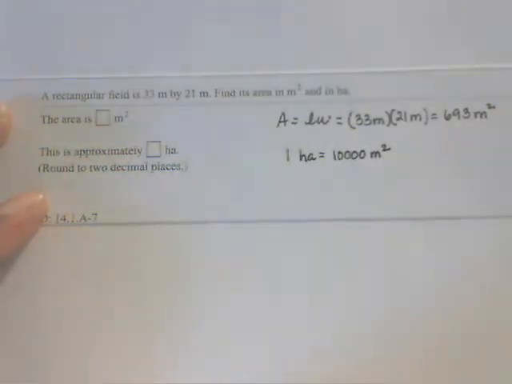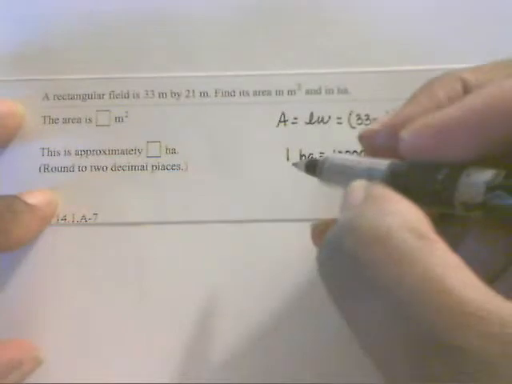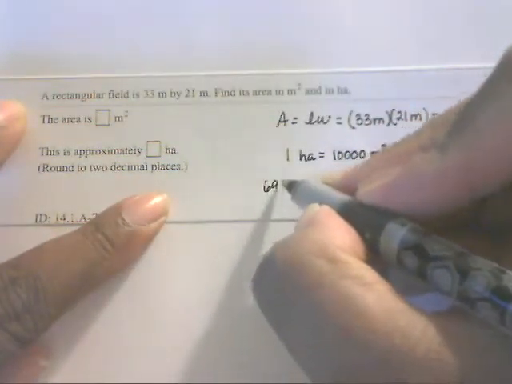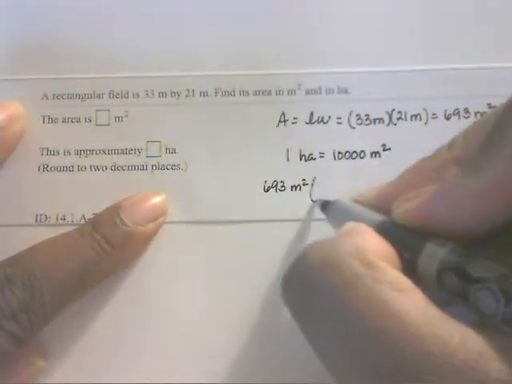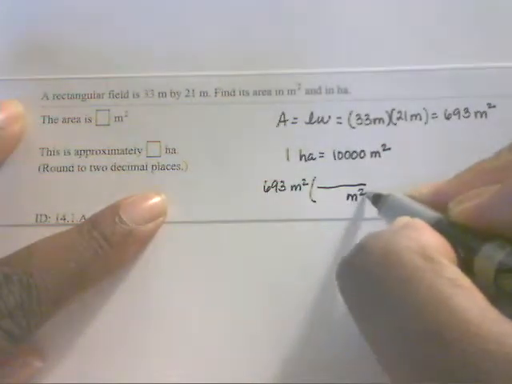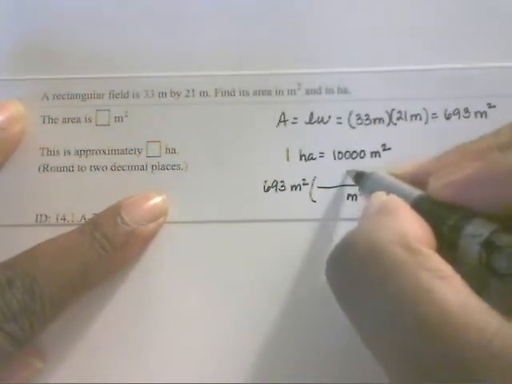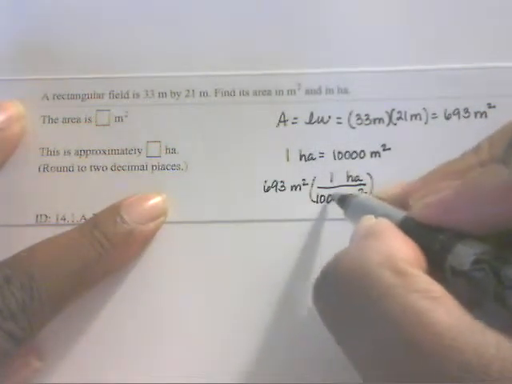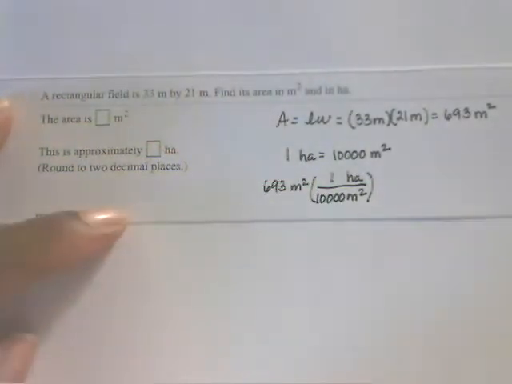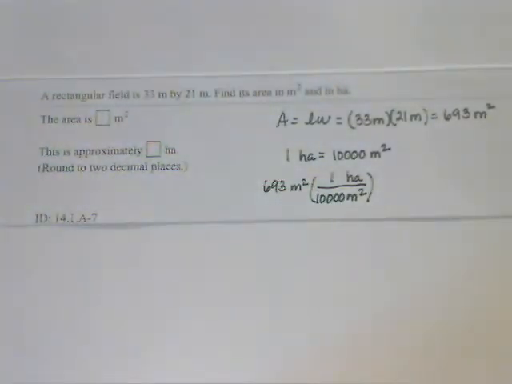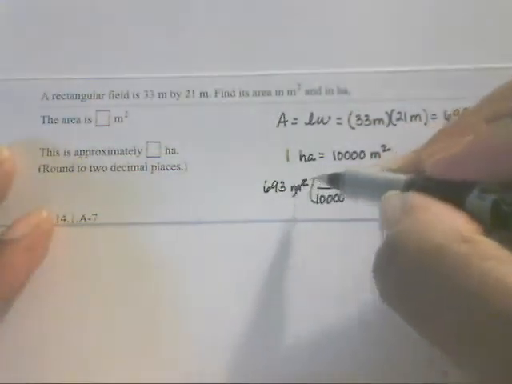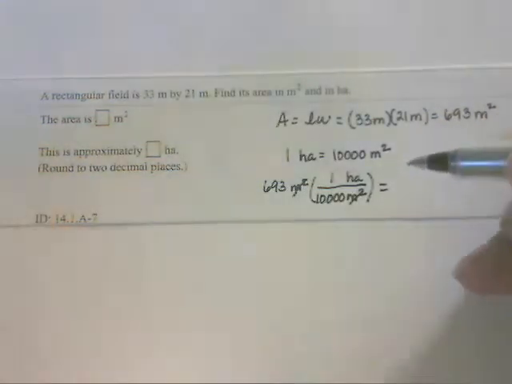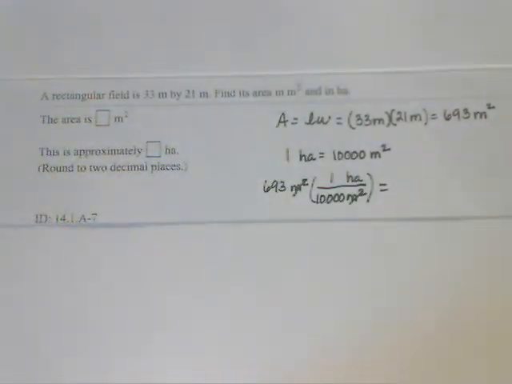Okay. So now we want to convert 693 square meters to hectares. So square meters go in the denominator, hectares go in the numerator. And we put the appropriate numbers there with the correct units. The 10,000 goes in the denominator and the 1 hectare goes in the numerator. Okay, so now we can divide out our square meters and do 693 divided by 10,000.